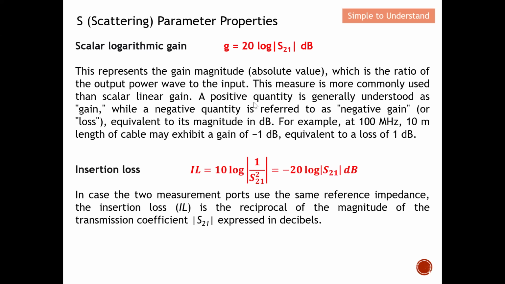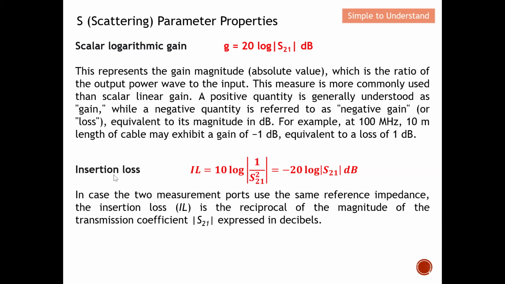A positive quantity is in general understood as gain, while a negative quantity is referred to as negative gain or attenuation. So in short, when you see a positive number, it means that this S parameter is a gain. When you see a negative number, it means that there is a loss of power. All of this is described here.